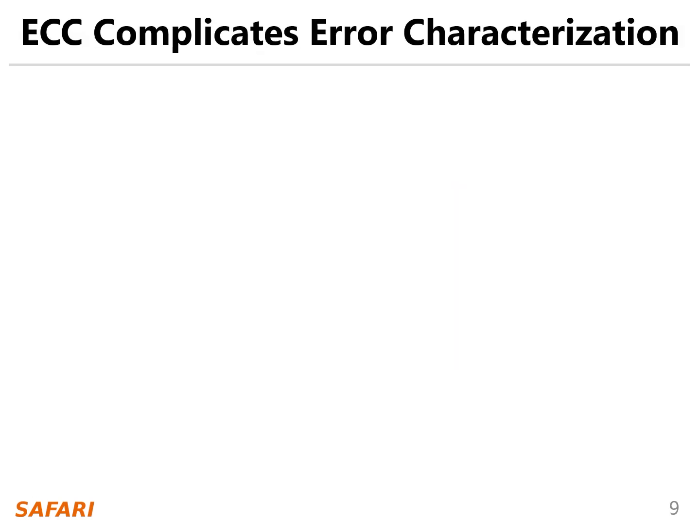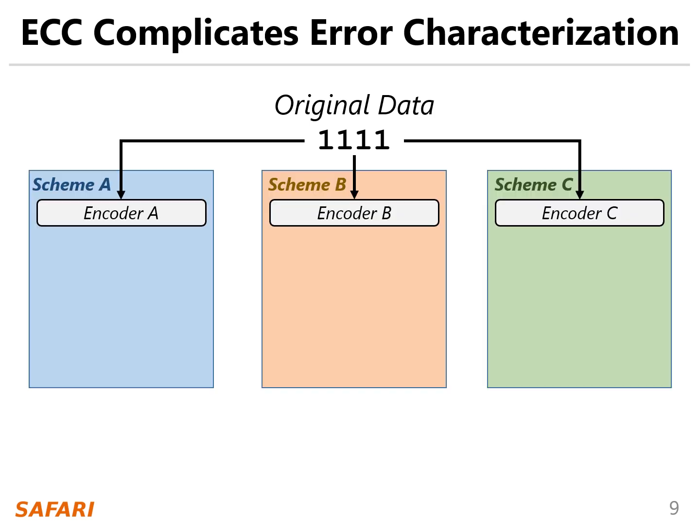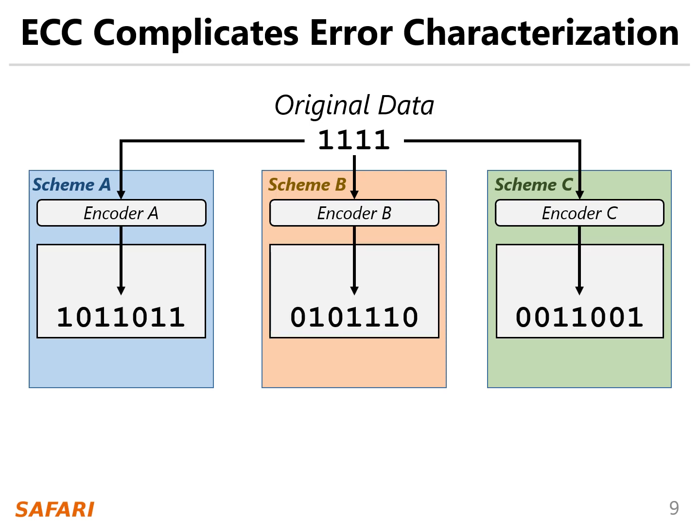So let's take a look at how ECC complicates the error characterization process. I'm going to walk through a quick example here, and let's suppose we start off with some data that we want to write to the DRAM device. Here, let's assume it's a 4-bit vector consisting of all ones. Let's consider 3 different ECC schemes, A, B, and C. The first step is to encode the original data in its error correction form, and so we pass this data through each of the different encoders, which results in the encoded data.